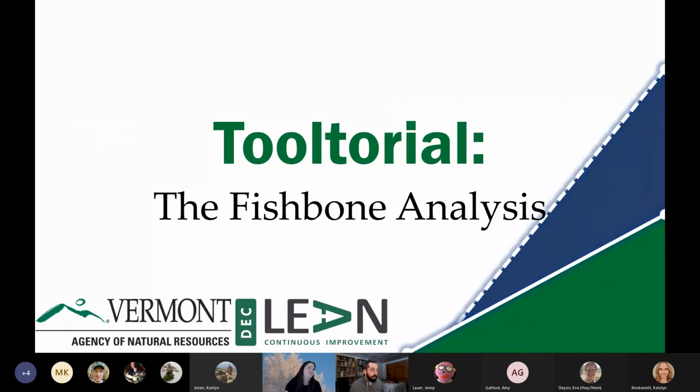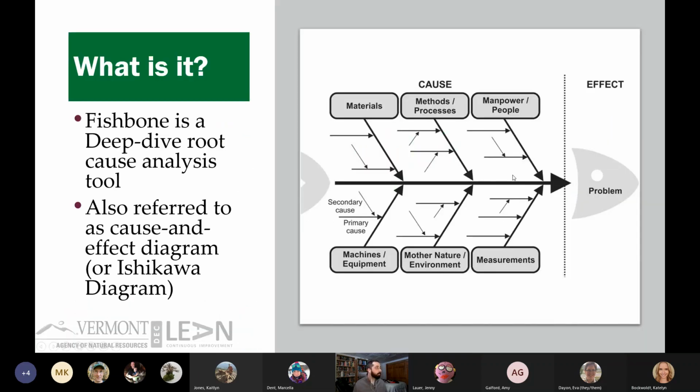I'm going to talk to you today about the other tool that Marcella teased, which is the fishbone analysis. So fishbone analysis is another example of a root cause analysis tool. And whereas 5 whys is linear, you ask a why question, you get an answer, you ask a why question, you get another answer, fishbone analysis is about breaking things down into their core components and figuring out all of the things that factor in to the problem that you're diagnosing.